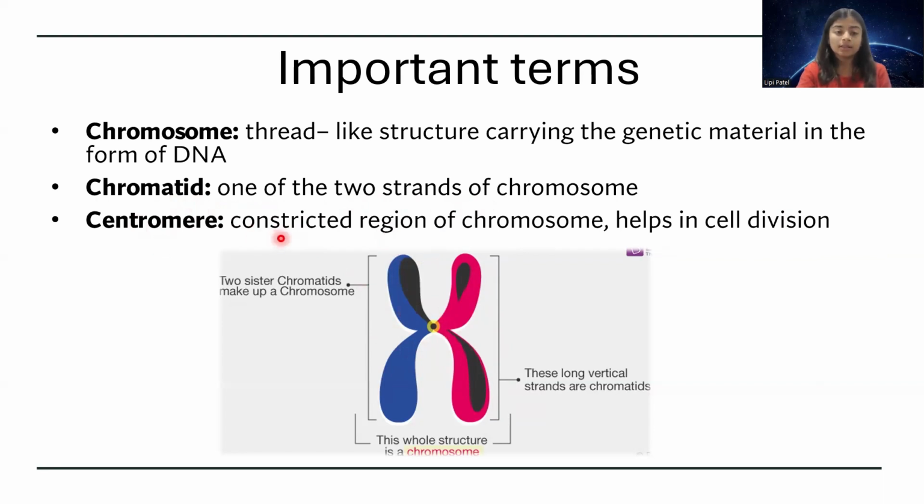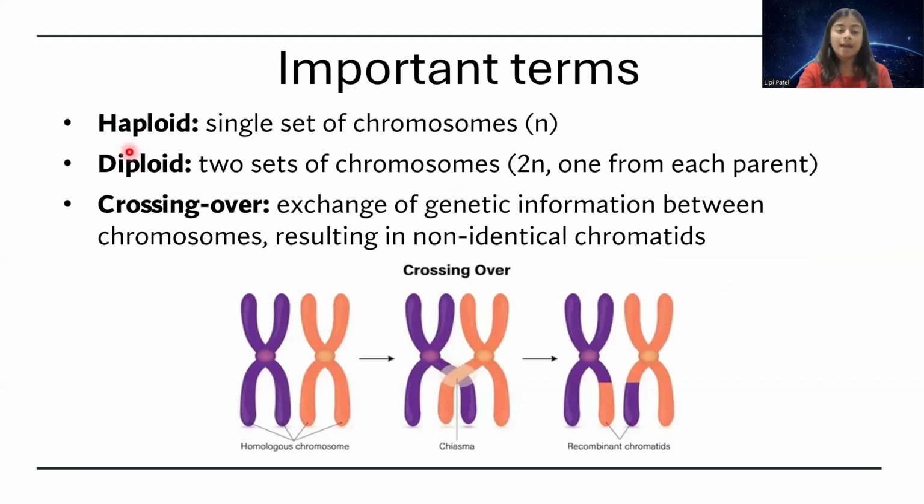Centromere, it is the constricted region of chromosome which helps in cell division. So this yellow colored attached space here is the centromere. Next is haploid. It is the single set of chromosomes, often referred to as N. And diploid, it is the two sets. So two sets of chromosomes combined are known as diploid. It is referred to as 2N, which means one from each parent.